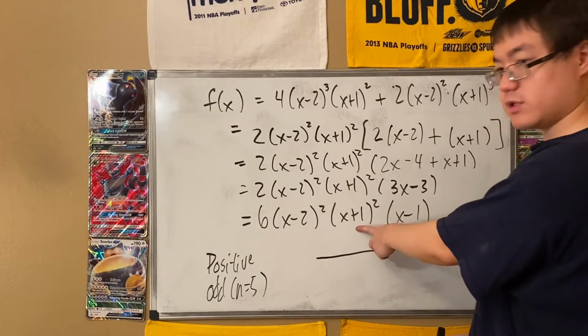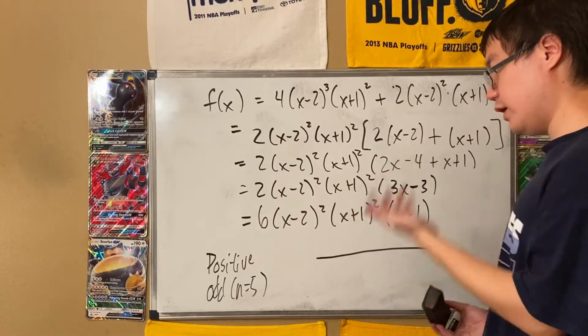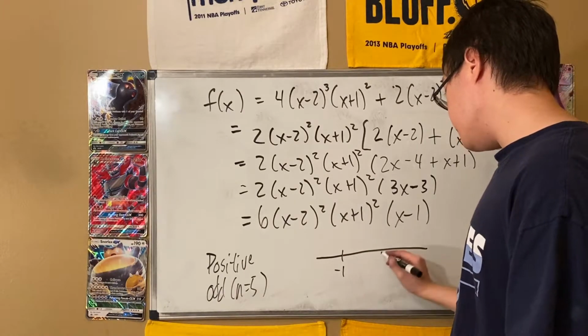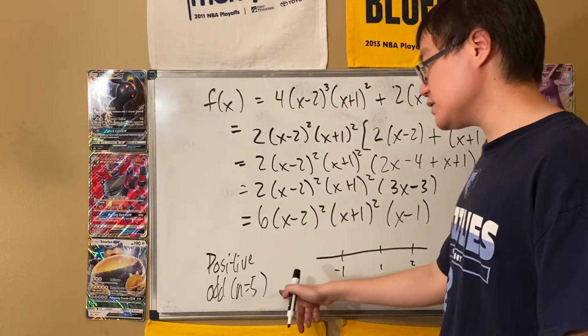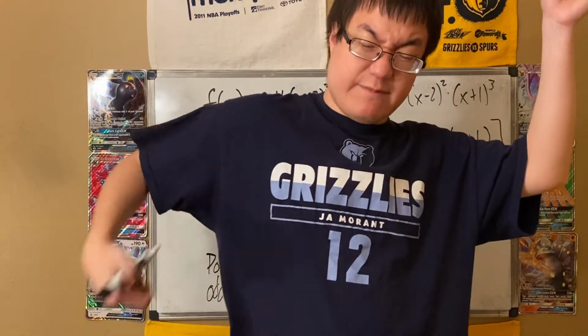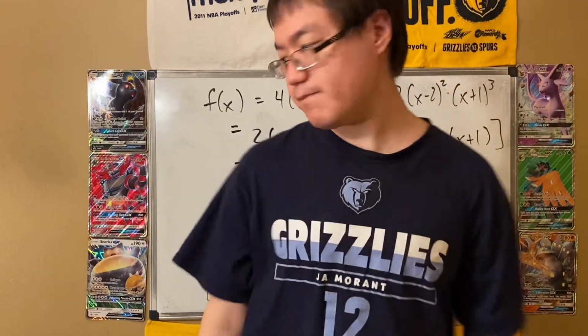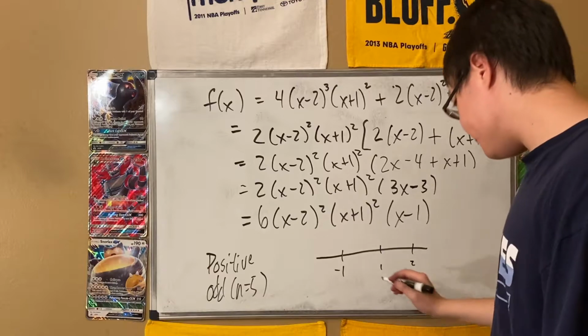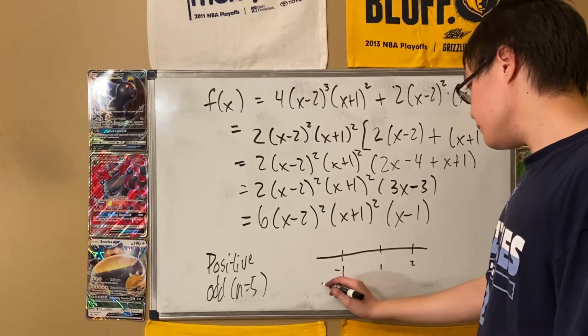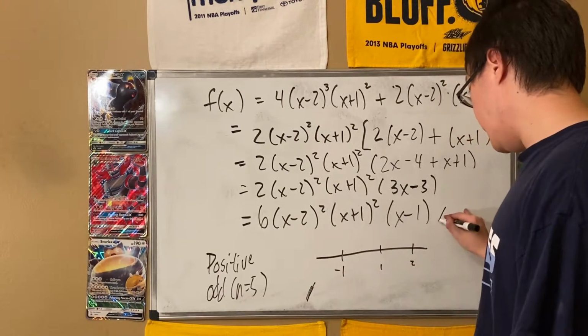What are our zeros? Well, it looks like it's negative 1, 1, and 2 in that order. Negative 1, 1, and 2. What does positive and odd look like? Well, it looks like this, starting at the bottom, going through the top. So in this case, it's going to be positive and odd, starting right here, ending right here.